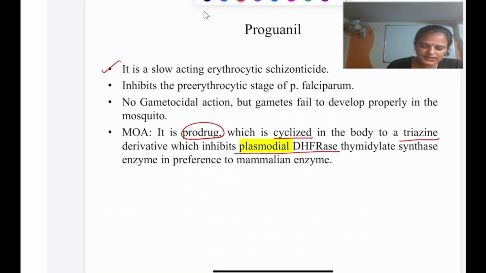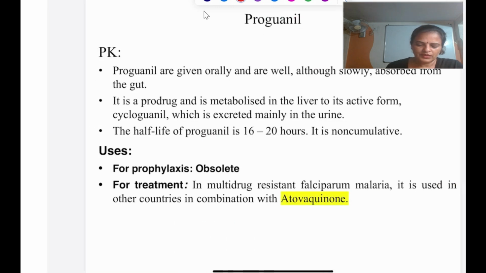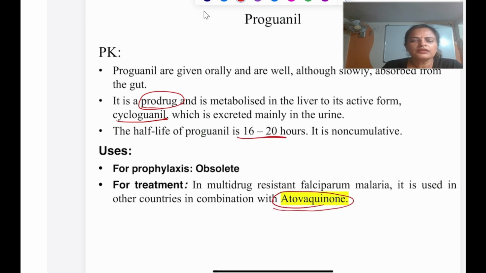There is no gametocidal action, but once you give this drug, the further development of the gametes fails in the mosquito. And how do we give it? We give it by oral route. Already told, it is a prodrug converted into the cyclic form, that is cycloguanil, and the half-life is 16 to 20 hours. It is mainly used in combination with atovaquone. I have already told this in my previous video.